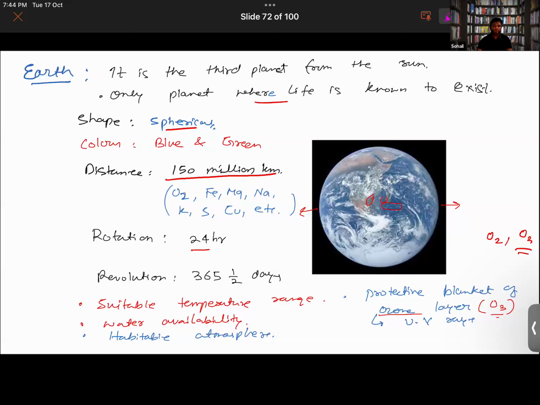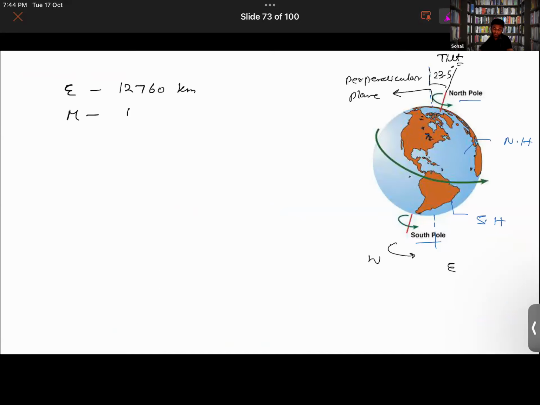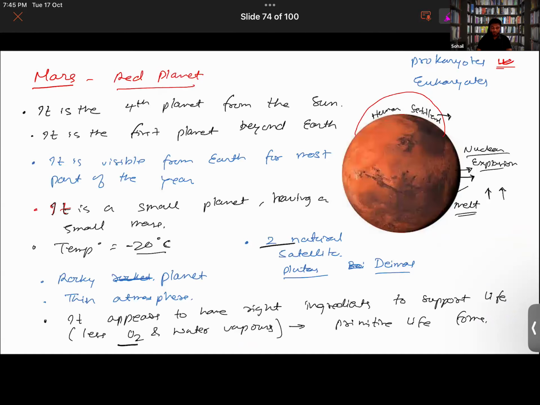Then the axis of rotation of Earth, if you were to look at it, is slightly tilted. Okay, how much? 23.5 degrees. So, ye hamara perpendicular plane hai. With a perpendicular plane, it is forming an angle of 23.5 degree. Then we did talk about the red planet, that is Mars. So, that is the fourth planet from the Sun and is the first planet beyond Earth. Earth ke baad ye pehla planet hai.